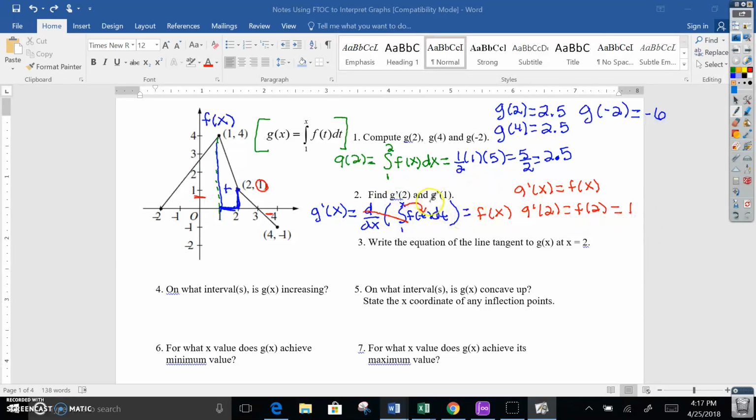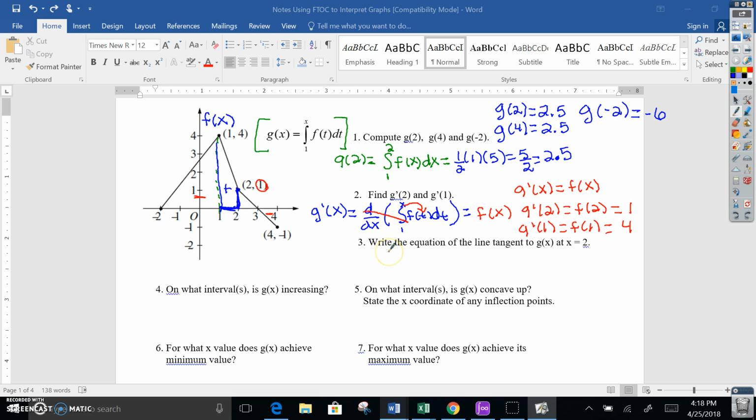Okay? You can stop the video and go ahead and compute g prime of 1 and then compare to my answers. So you see I found g prime of 1 to be 4, which is going to be the y value at x equals 1.